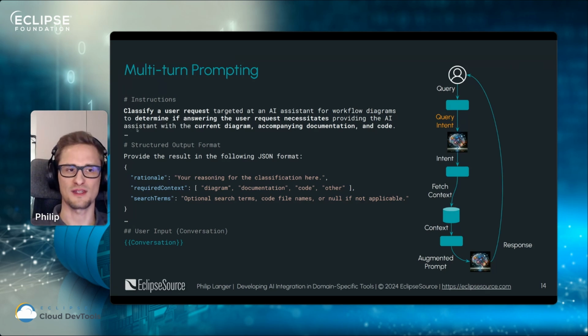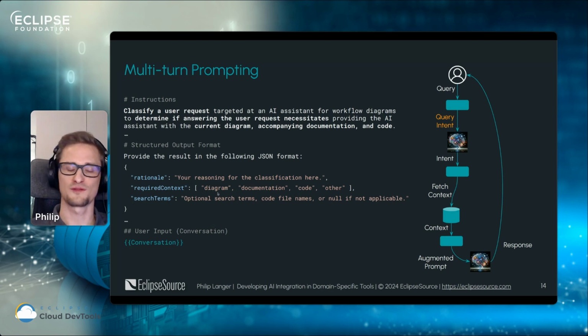So we could, for instance, write a prompt where we ask the LLM: here is a user request. Please determine if answering the user request necessitates the current diagram, maybe additional documentation or some code. And please provide this classification in a structured output format where you first give a rationale. That usually also helps to improve the quality, because you give the LLM time to reason about it by producing tokens. And then you give me a list of required context categories or classes. And based on that, you can then pull in different contexts.